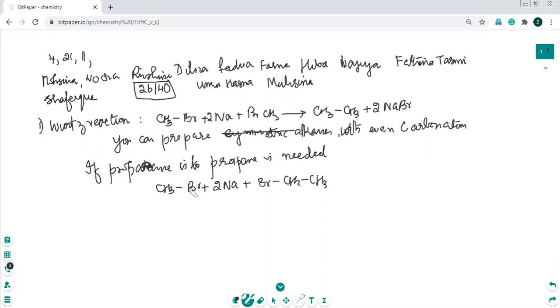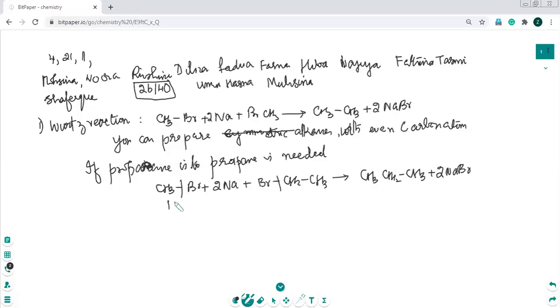Now this sodium and 2 bromine, see, this bond will break, and these 2 carbons will form a bond. This can prepare CH3CH2CH3 plus 2 NaBr. This is possible, but there is one difficulty with this.